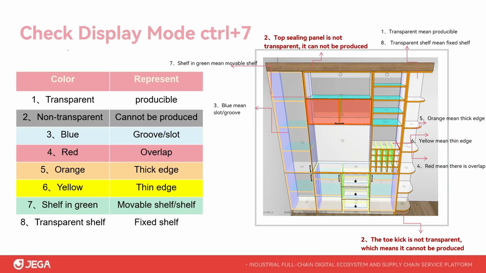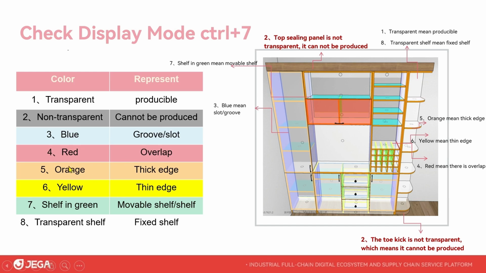And there are more colors inside. For the grooved ones, you can see this line. And the red one means there is some overlap there. Like here, this red means there is some overlap, so you need to change the overlap positions.